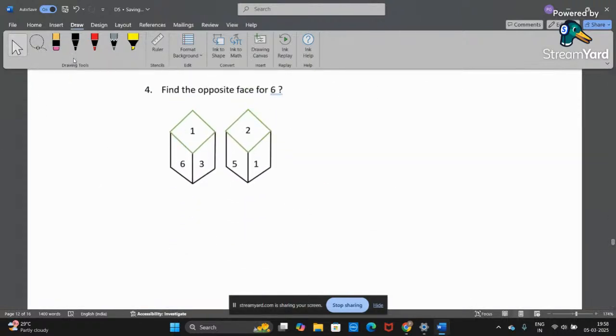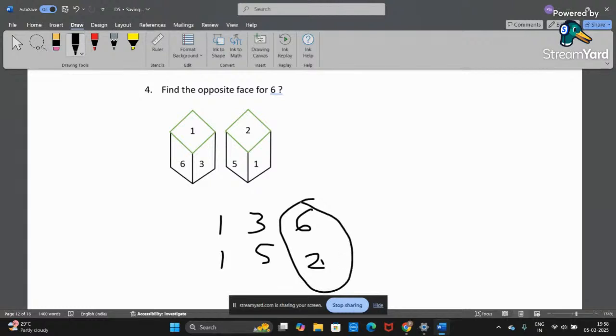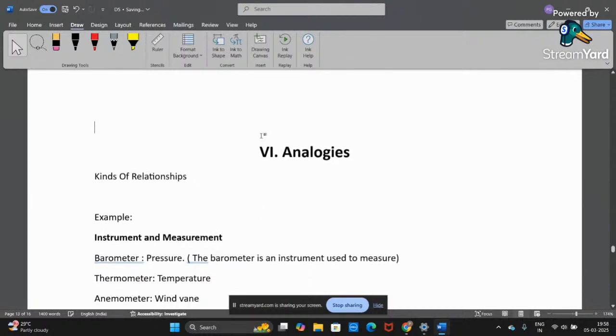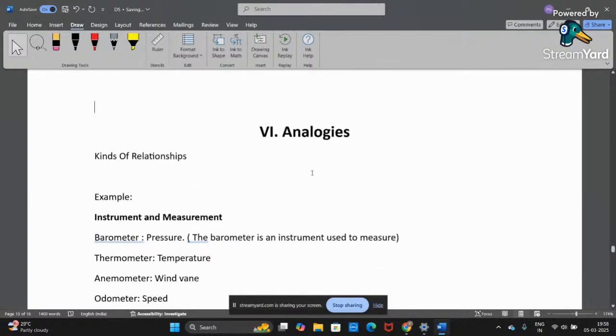Let's find the next one. Here 1 is common, so start with 1. Clockwise 1, 3, 6. Here also 1, because 1 is common, we start with 1. Clockwise 1, 5, 2. The opposite face for 6 is, what is there? 2. 2 is the answer. Is it right? Okay. Next we'll move on to the next topic.